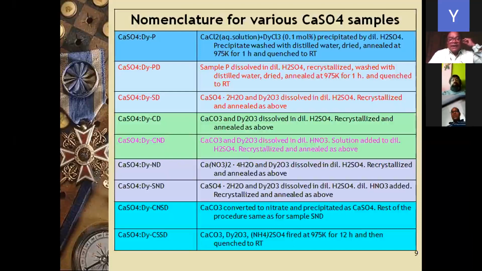Then SND is CaSO4 2H2O with Dy2O3 dissolved in distilled H2SO4 and dilute HNO3 added, recrystallized and annealed as above. NSD is carbonate converted to nitrate and precipitated as CaSO4. Then CSSD is carbonate, then (NH4)2SO4 fired at 975 Kelvin for 12 hours and then quenched to room temperature.